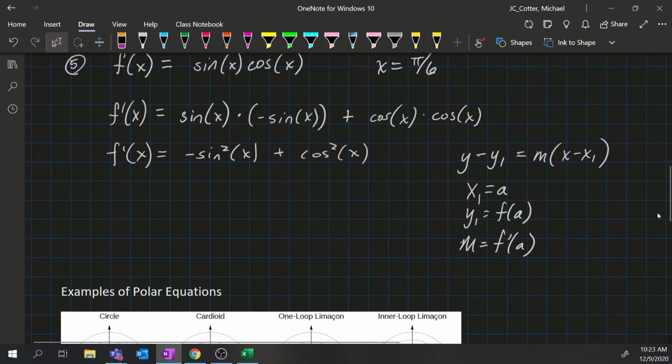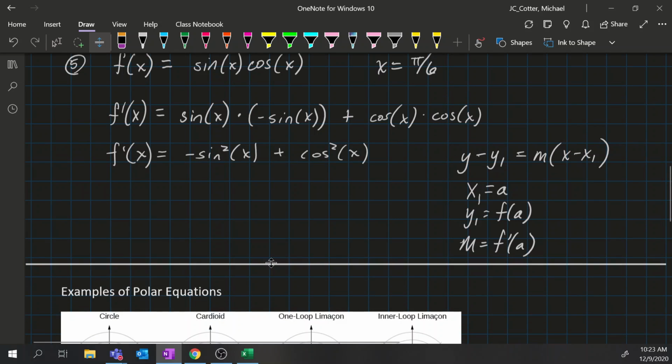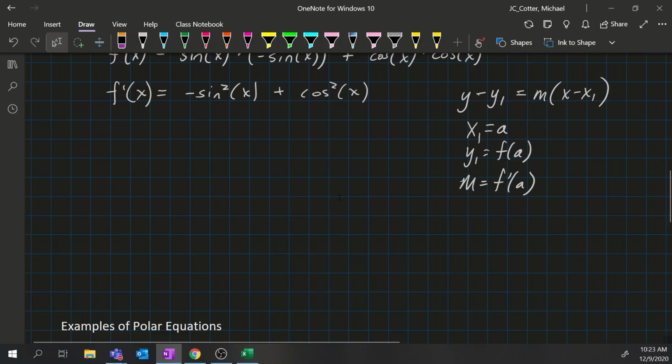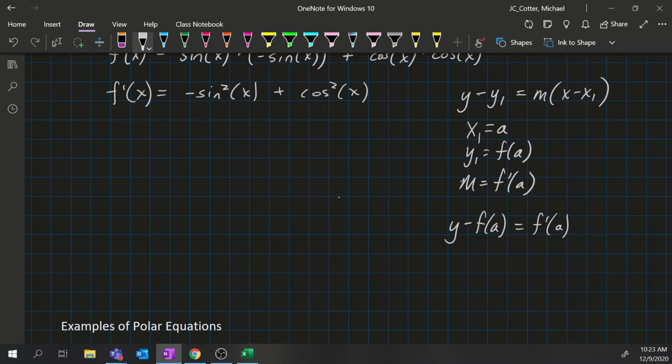So the derivative at that point, which means that I can rewrite this equation as y minus f of a equals f prime a times x minus a, okay? So it's literally the same thing, but it's just using function notation instead of the algebra 1 type thing that you would have seen previously.